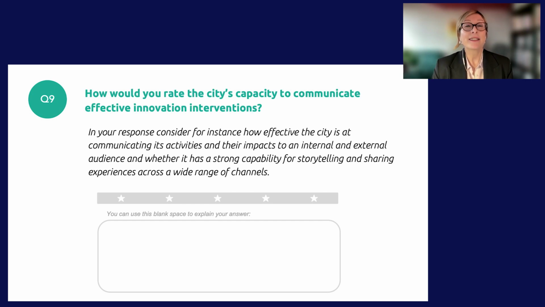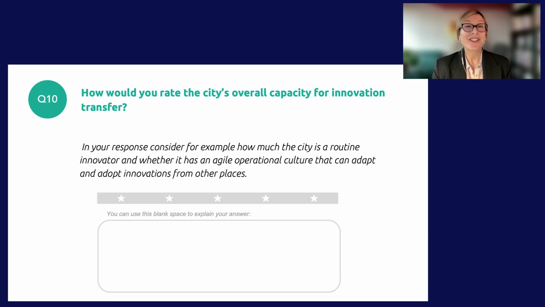Question 9 is about evaluating your city's capacity to communicate innovation effectively. To answer this question, you can reflect on how well the city communicates its activities and whether it has strong storytelling and dissemination capabilities. We have reached the final question of the survey.